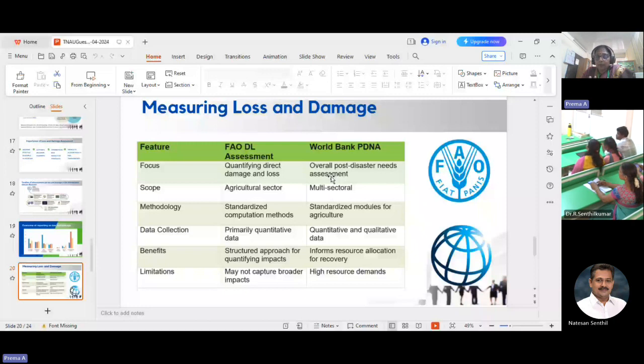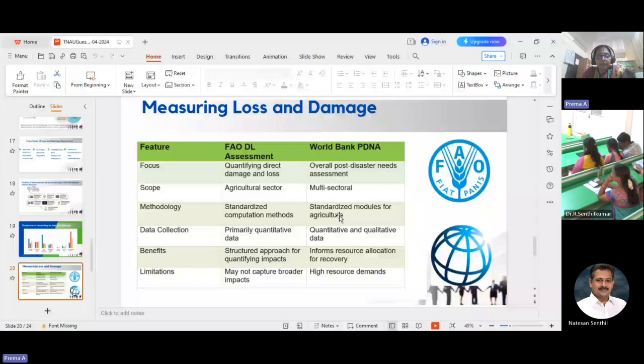That is, it considers not only the production sector but also other sectors, and the lives and livelihood restoration, then the infrastructure restoration, everything that comes under the World Bank PDNA assessment. The FAO is mainly for the agriculture sector. The other one is multi-sectoral. On methodology, the FAO has given some standard computation methods, and the World Bank also has PDNA standardized modules. For agriculture also it has.